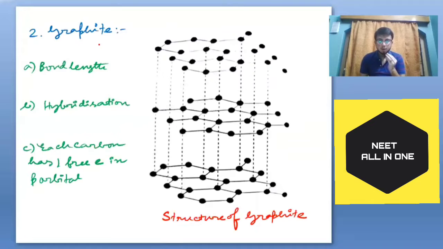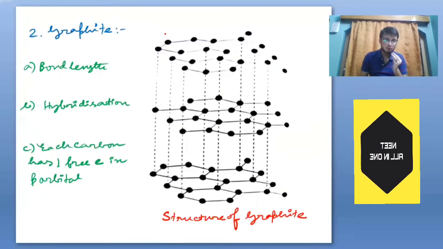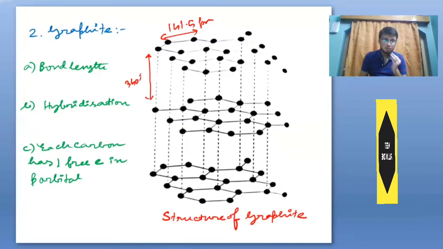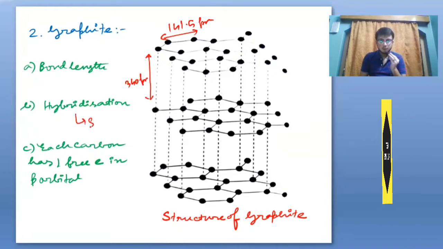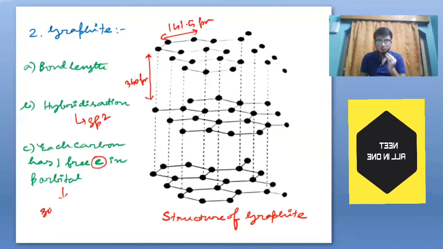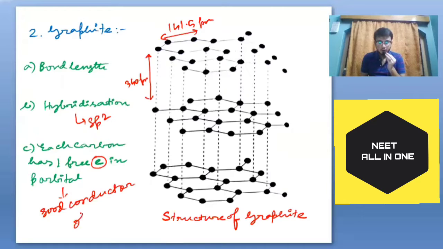And this is the structure of diamond. Now let us see graphite. Okay, graphite has two bond lengths. This one is 141.5 picometer, and this bond length is 340 picometer. Okay, its hybridization is sp2. Now each carbon has one free electron in its p orbital, so that's why graphite is a good conductor of electricity.